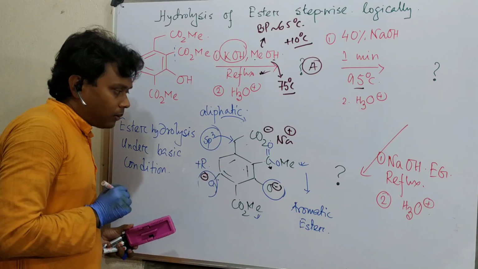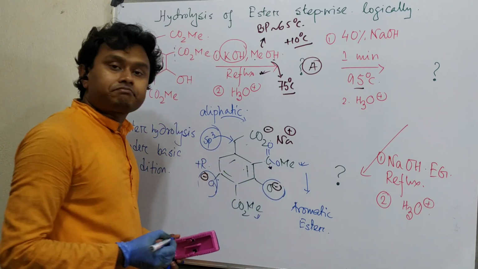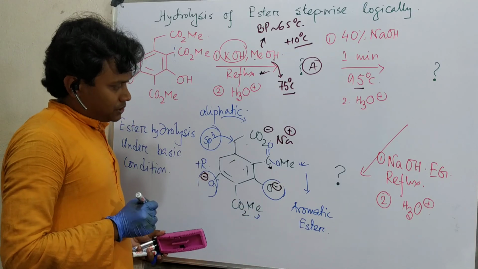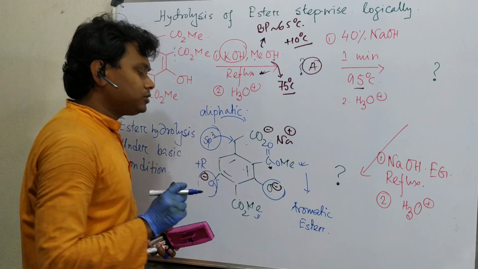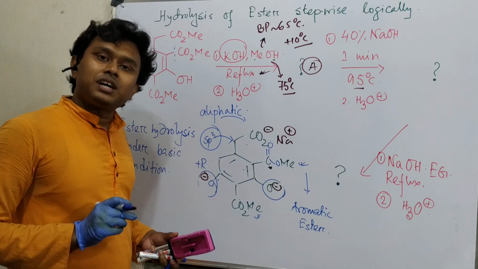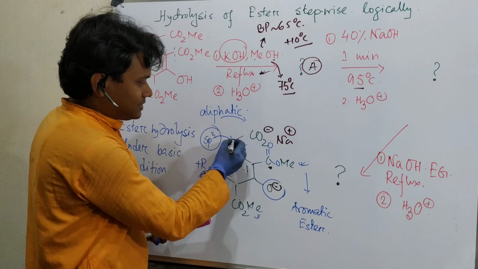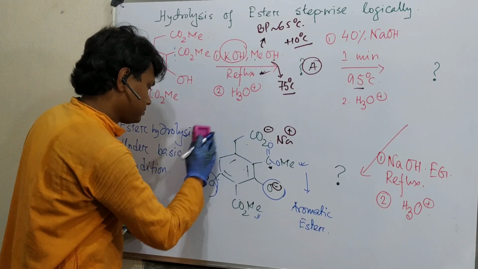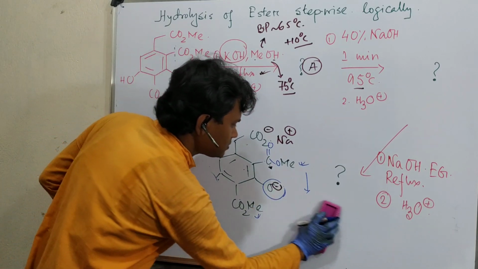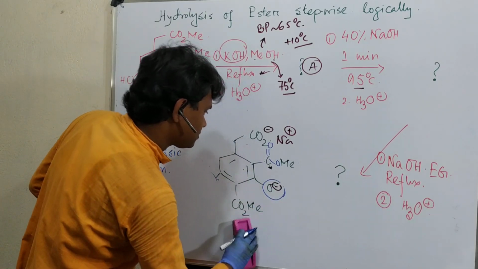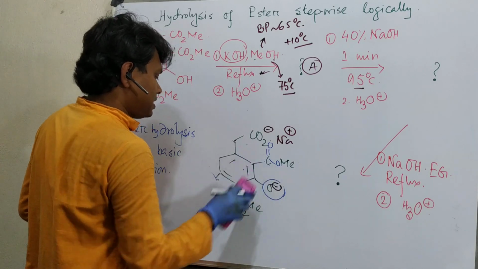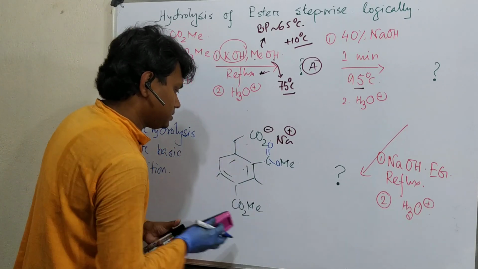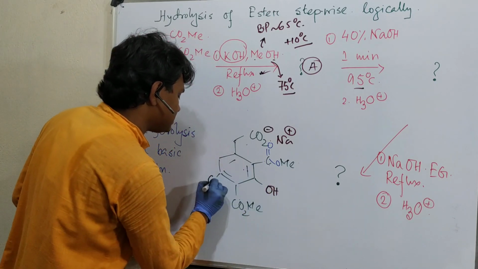Fine. Now, among these two, which one will be hydrolyzed? This can be determined. See, what is the difference? This one is CH2. Let me clean it. Now the question: which one is expected to be hydrolyzed? Just try to understand this and this.